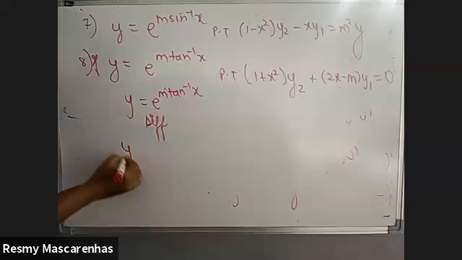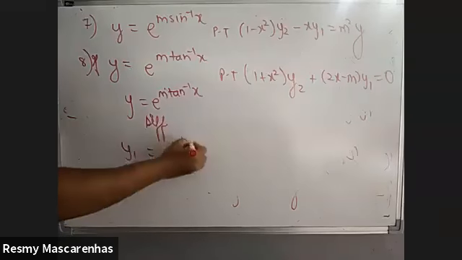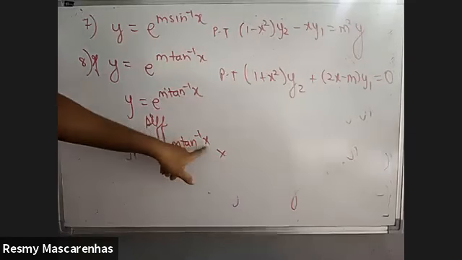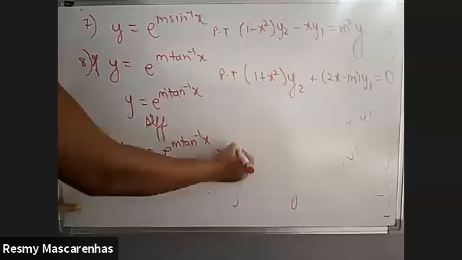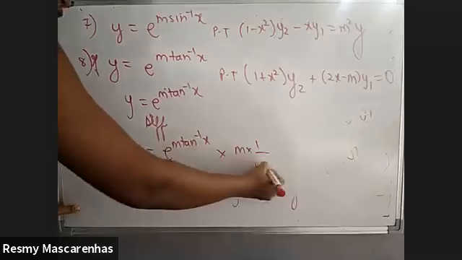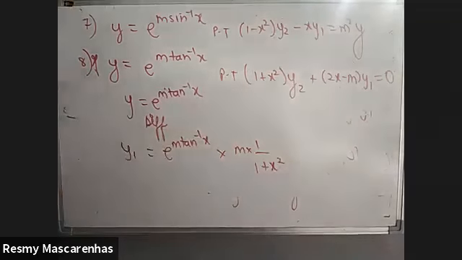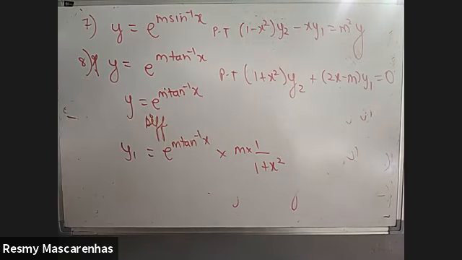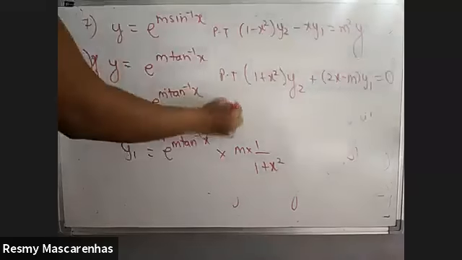So this will be y1, same thing, e raised to m tan inverse x into derivative of m tan inverse of x. M into 1 upon 1 plus x square. Okay, now replace this. Instead of this, what will come? Y. One can write 1.